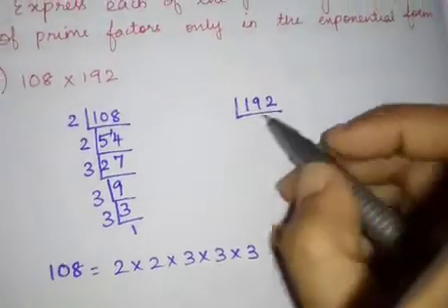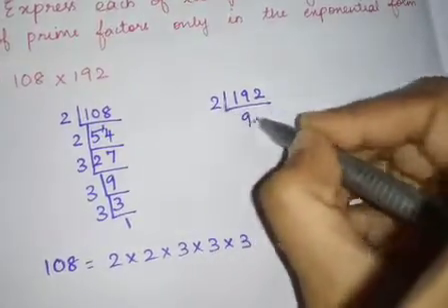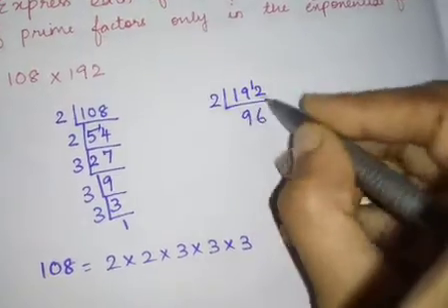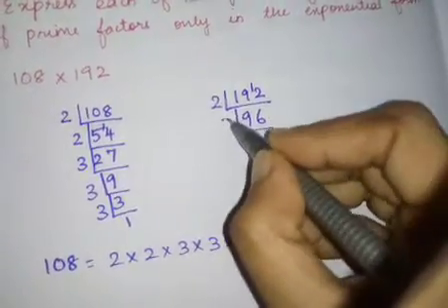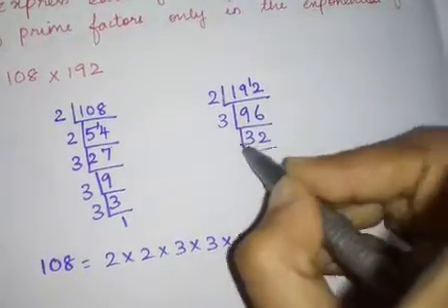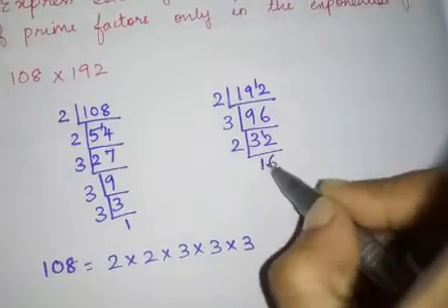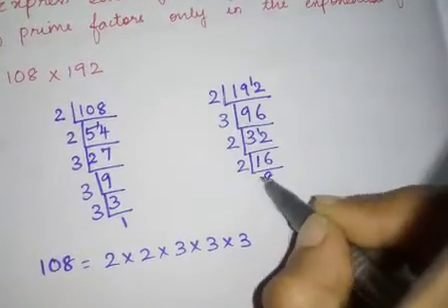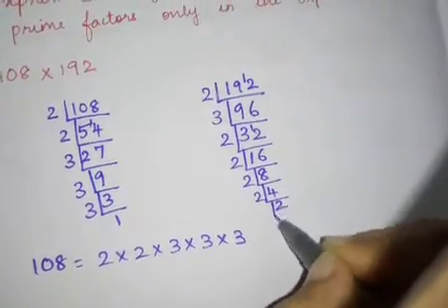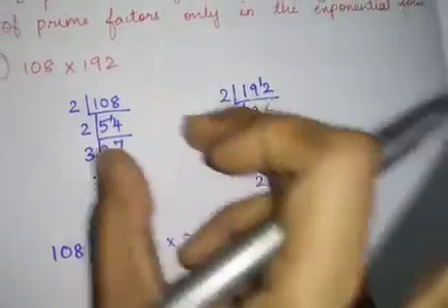Yes. Now 192, I am going to factorize it. 2 table. 9 2s are 18. Remainder 1, so it has become 12. 6 2s are 12. Then it comes in the 3 table. 3 3s are 9, 3 2s are 6. Then it comes in the 2 table. 2 1s are 2. Remainder 1. 6 2s are 12. Then 2 table. 8 2s are 16. 2 table. 2 4s are 8, 2 2s are 4, 2 1s are 2. So I have done the prime factorization of this number and this number.